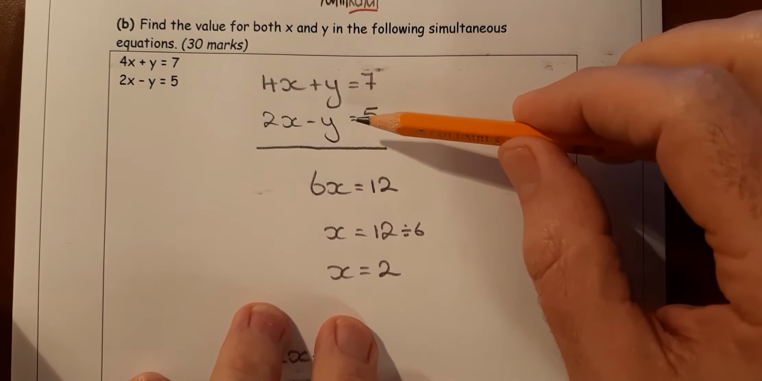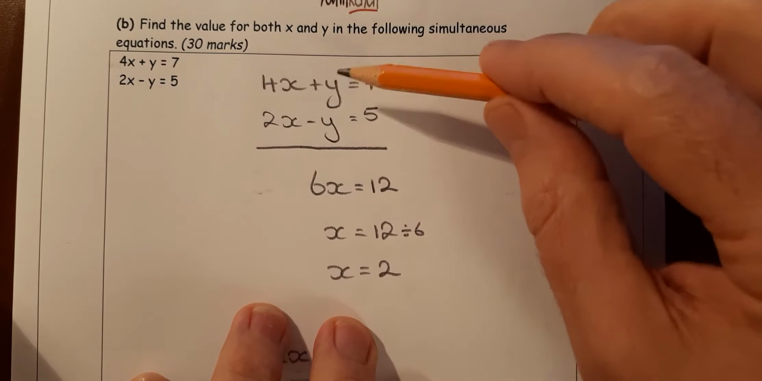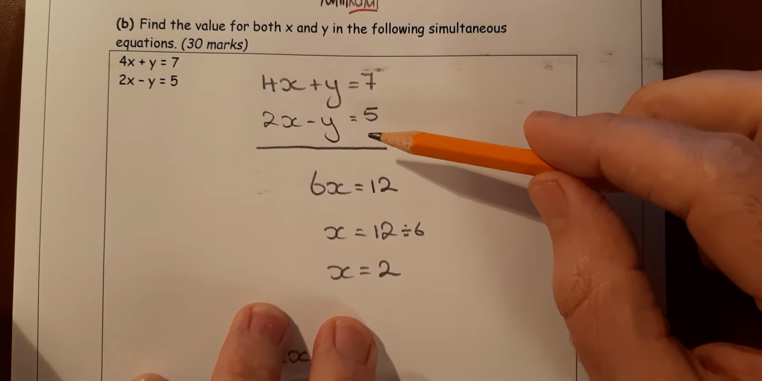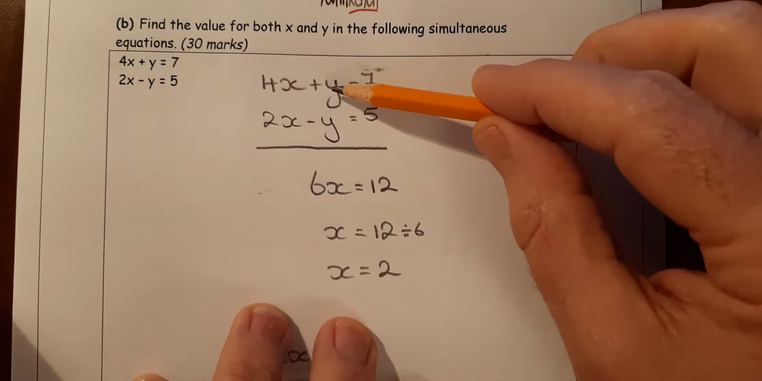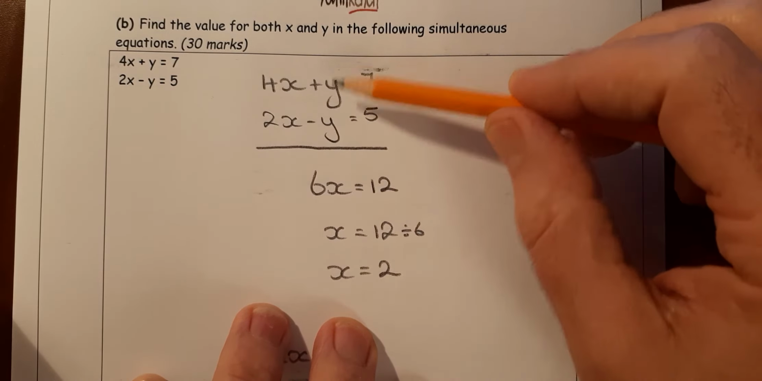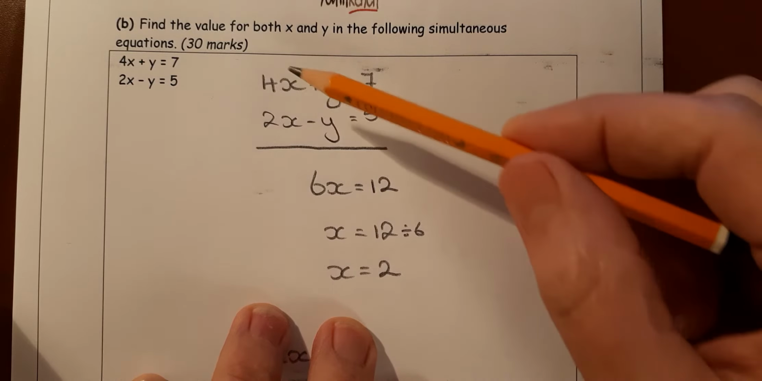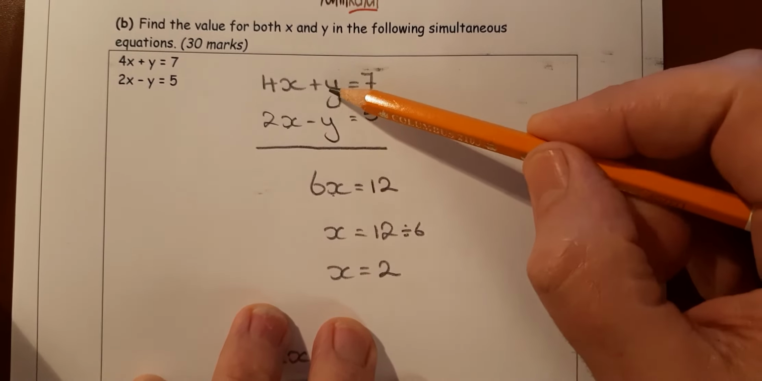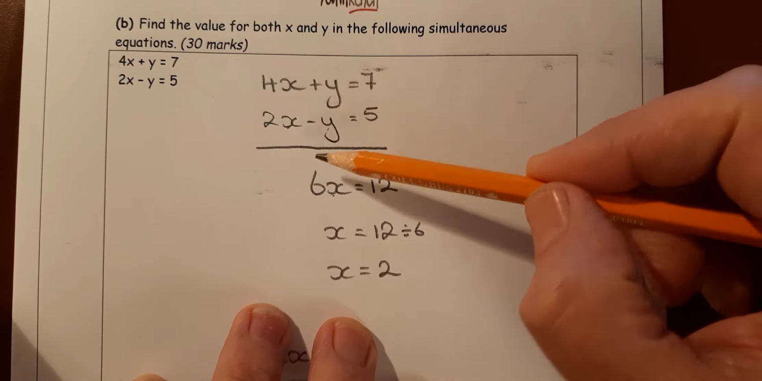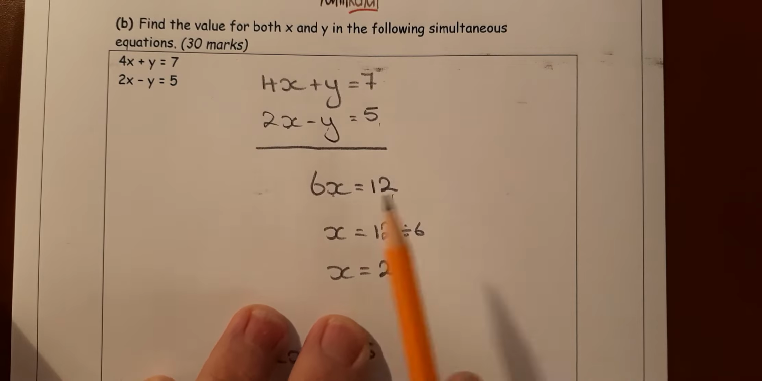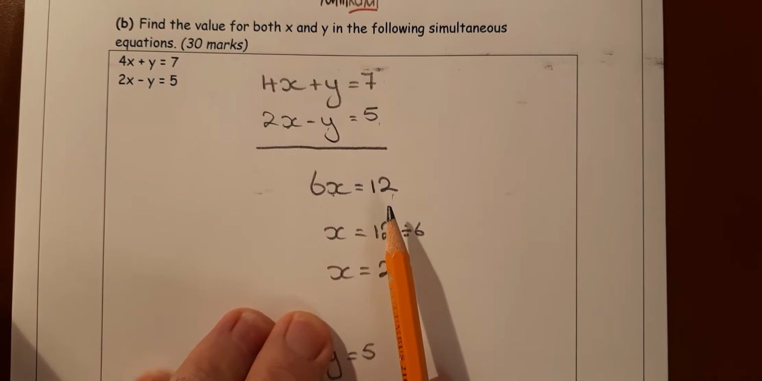So doing this by elimination means eliminating either the x's or the y's. In the first simultaneous equation, this is already done for us because we have plus y minus y. So this means that these can be eliminated. So 4x plus 2x is equal to 6x, plus y minus y, these are gone. 7 plus 5 equals 12. So now we have 6x is equal to 12.